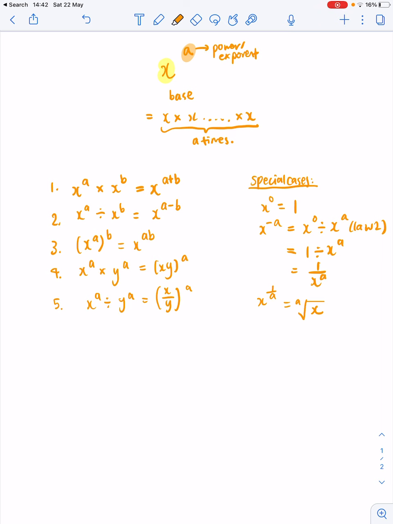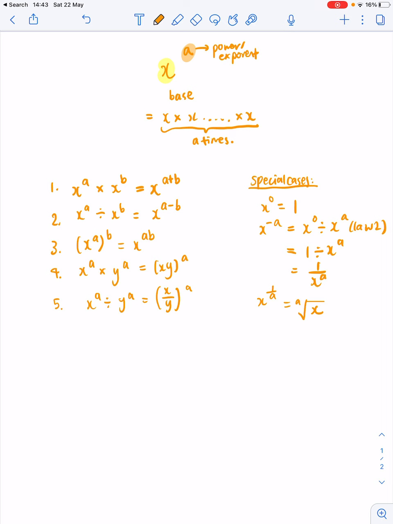Now we'll look at some important formulas that you need to know for law of indices. There are 5 in total. Firstly, x to the power of a times x to the power of b means I have the same base. It's equivalent to maintaining that same base but adding up the powers together.